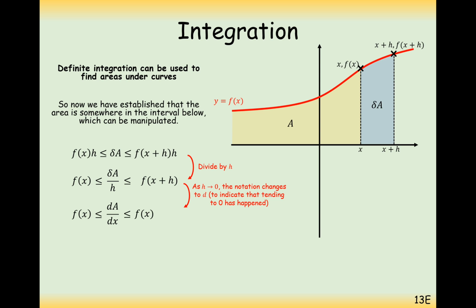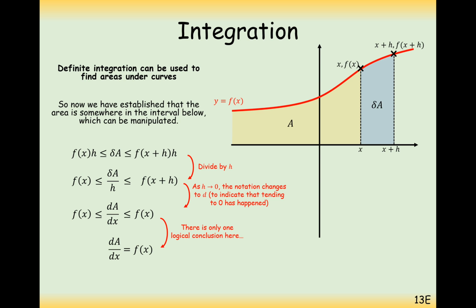So what we'll get here is f of x bounding together the change in the area divided by the change in x, or this is now turned into a differential. The change in A divided by the change in x, or the rate of change of A with respect to x. So here, given that it's bounded in between two f of x's, it must be equal to that f of x. So the change in A divided by the change in x, or the differential of A with respect to x, is equal to the function f of x.